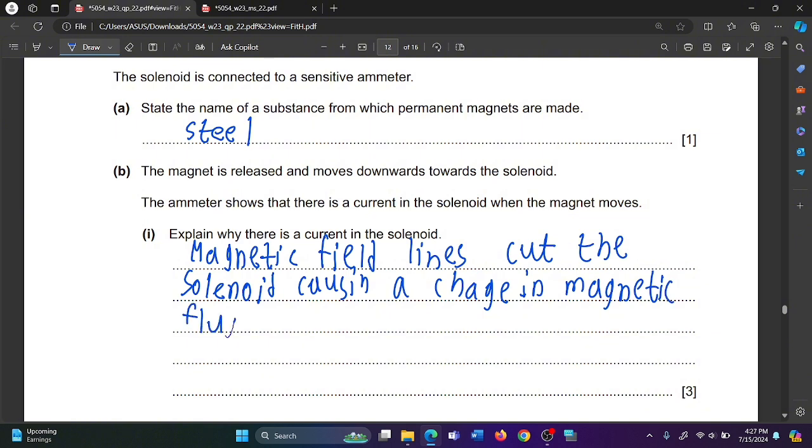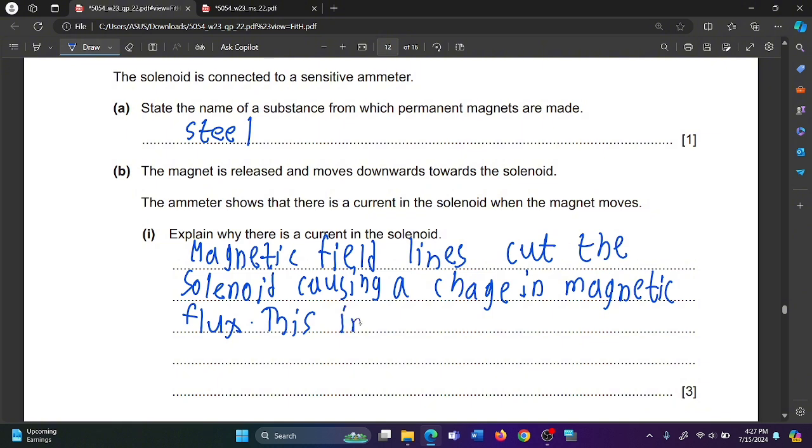So you can choose not to write causing a change in magnetic flux. This is optional, but I wrote it to be safe because none of us knows what's in the mark scheme. So to be safe, I wrote causing a change in magnetic flux. Okay. So this induces. We always need to write this induces an EMF. We can never write this induces a current. We first need to mention EMF, then from that EMF we would mention a current.